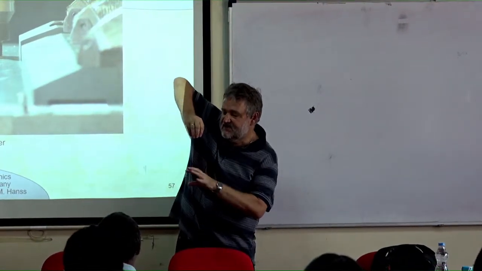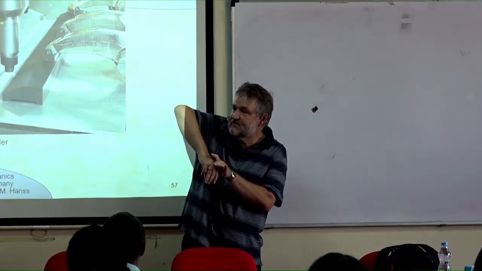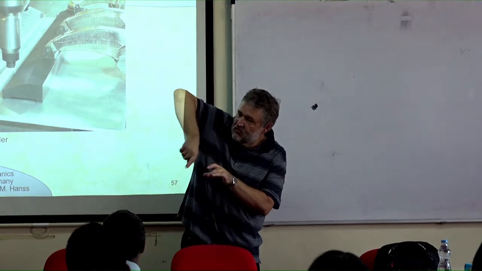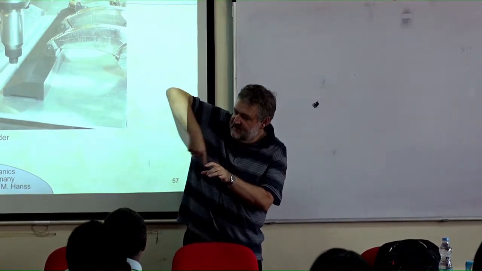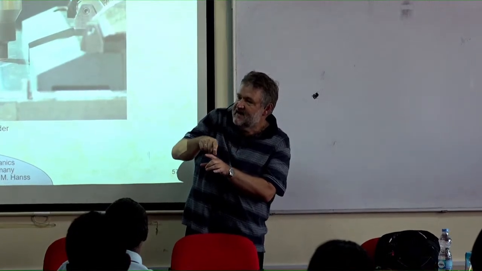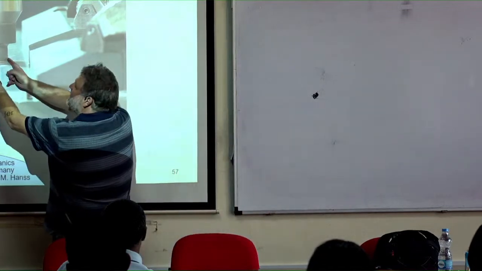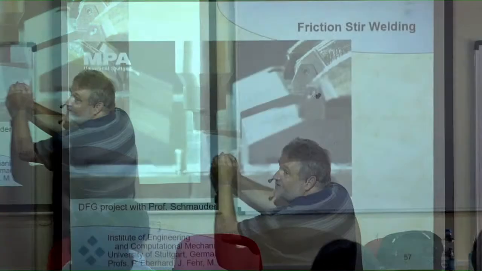The cylinder is pressed into the material, and so this is a plastic deformation which is happening here, and then this is rotating, but the big cylinder is here, and the friction is between the big cylinder and the workpiece. And so the combination of the material happens when the big cylinder, so this one here, is moved along the workpiece.